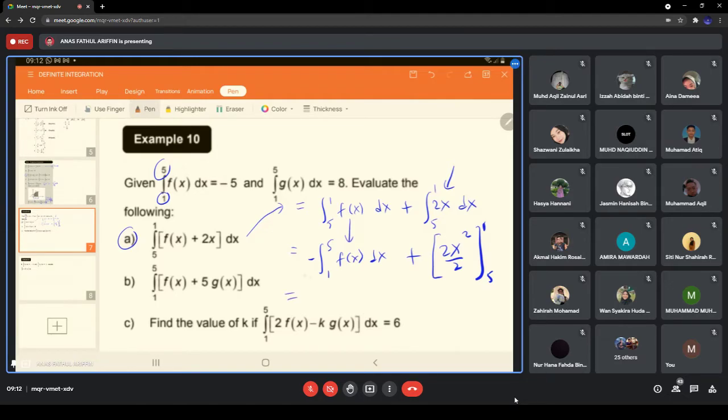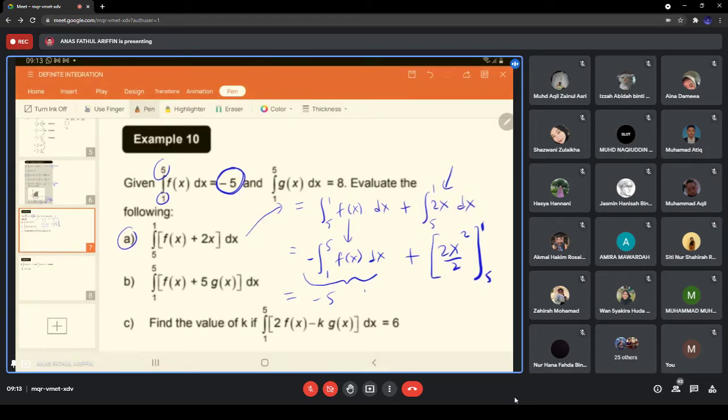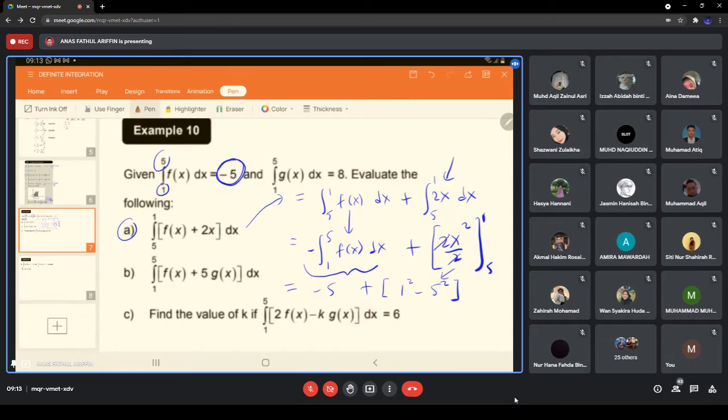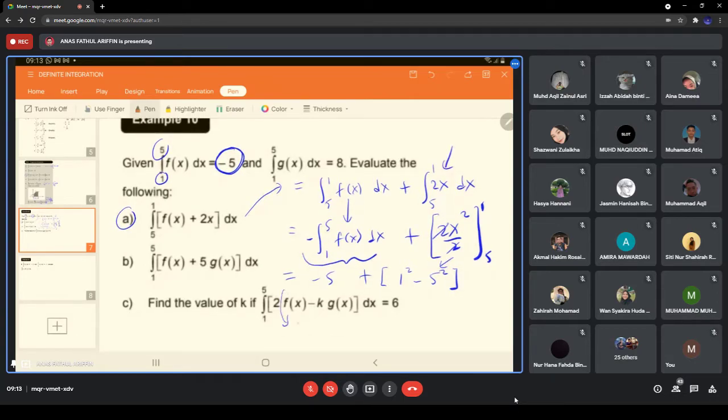Okay, now what is this functions? This function is given equivalent to negative 5. So equivalent to negative 5. Tak perlu buat integration dah. Ambil je daripada soalan. Plus, this one kita substitute value of x. So we should get, this one kita simplify dulu. Okay, we should get 1 square minus 5 square. Betul. Kita square kan kan. Okay. And then from here, tambah bawah ni.